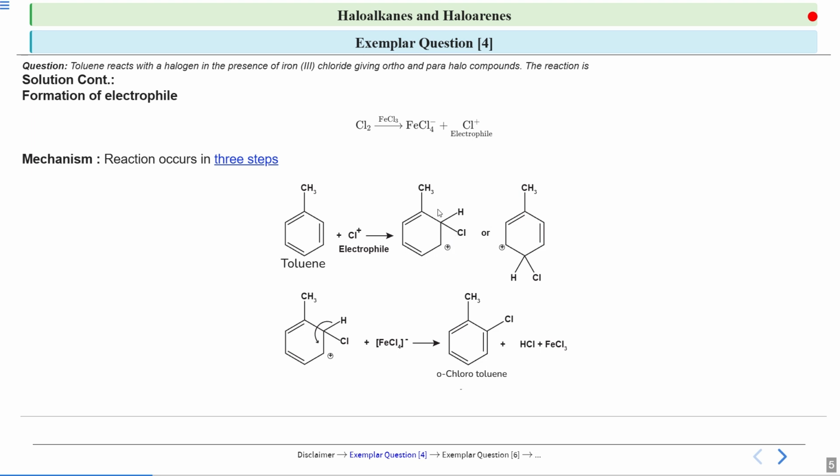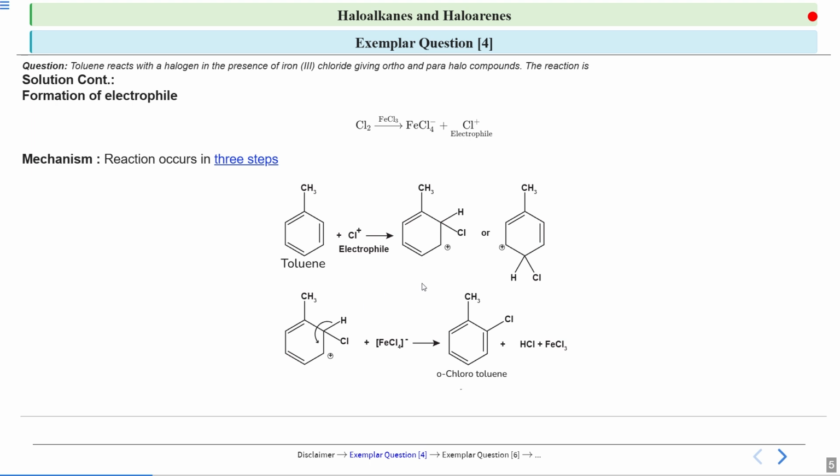You can see that chlorine will attack on the ortho position. This electrophile attacks the ortho position, replaces one of the hydrogens, this double bond breaks, and at this carbon there comes a positive charge. This is when the chlorine attacks on the ortho position. When the chlorine attacks at the para position, you will get this compound where chlorine is replacing the para hydrogen and attaching at the para position of the benzene ring, this double bond is breaking, and this carbon is getting a positive charge. So you are getting a carbocation.